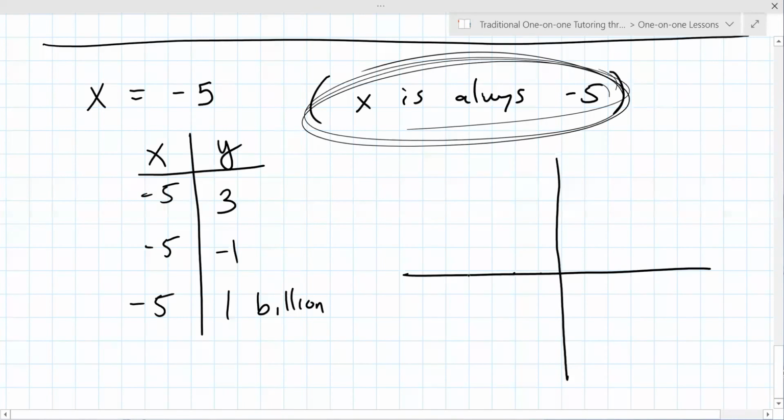So now let's graph (-5, 3) and then (-5, -1). What kind of line is that? You just said it before. It's a vertical line.